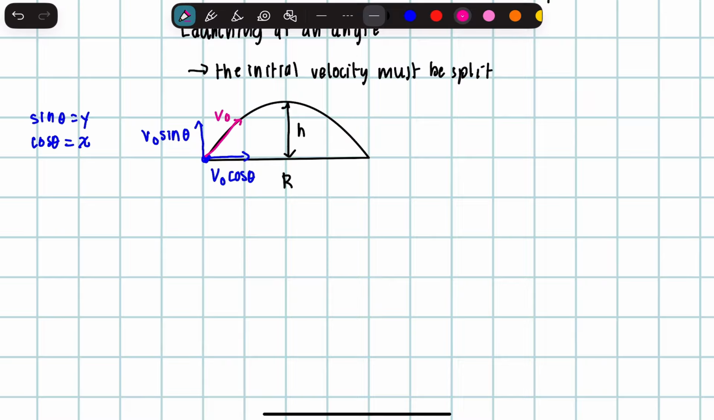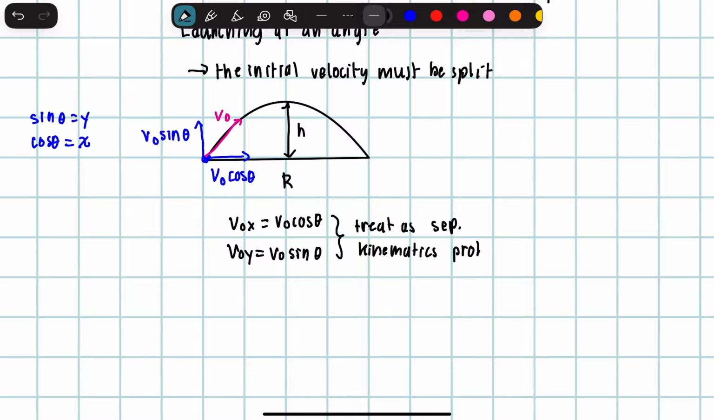Now, we can write that as v initial x is equal to v initial cosine theta, and v initial y is equal to v initial sine theta. So these are treated as separate kinematics problems.